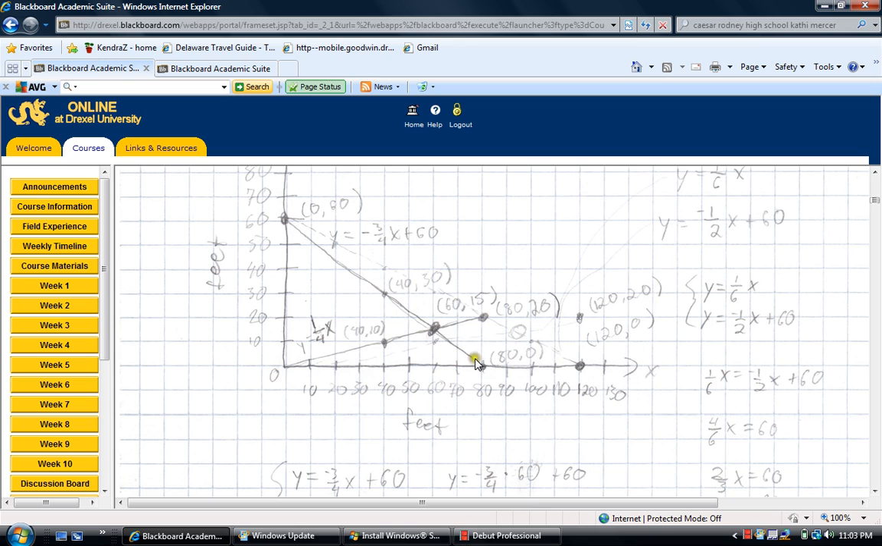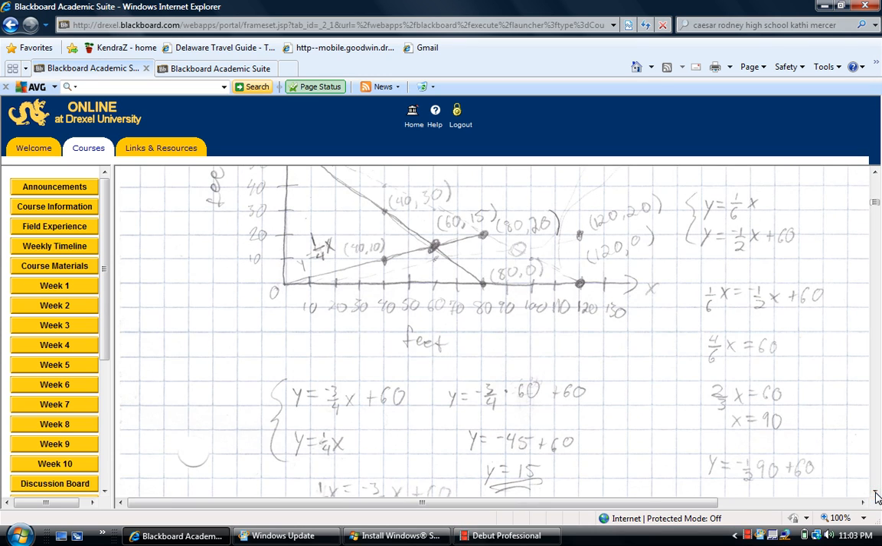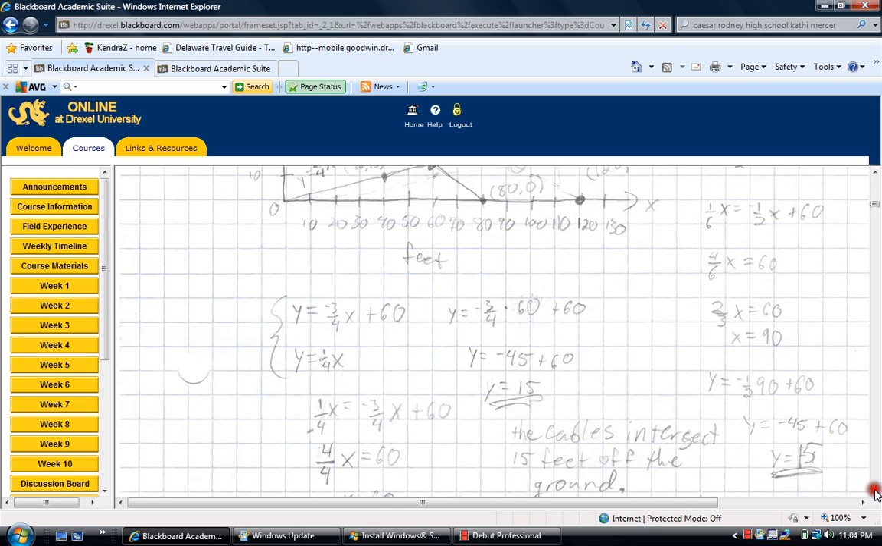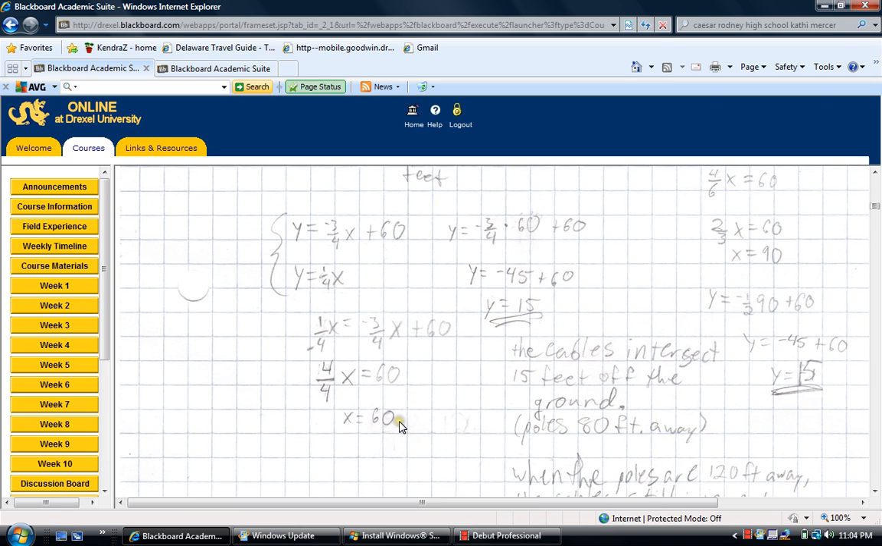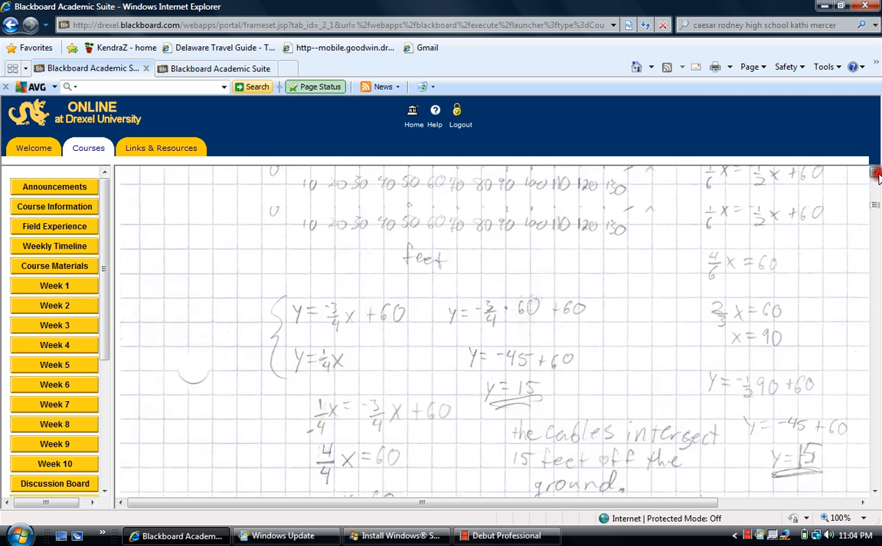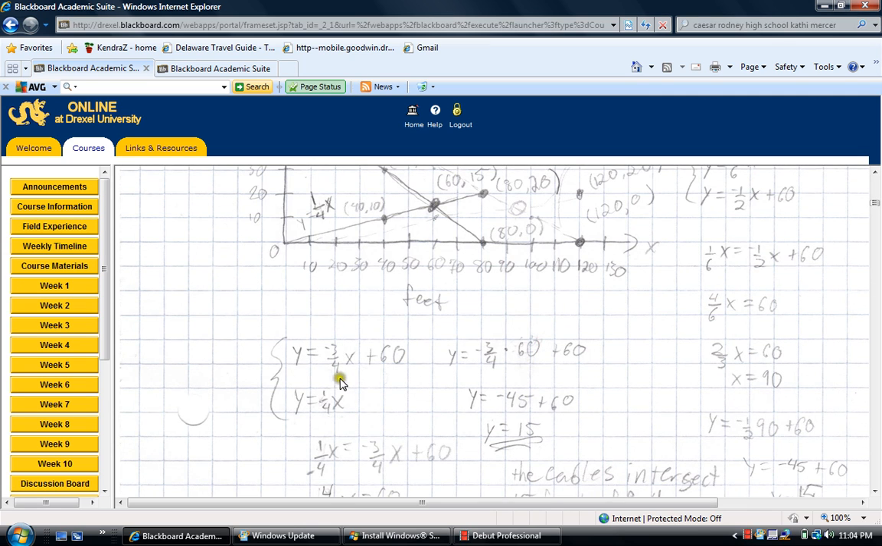finding the slope for the two lines, getting a linear equation for both lines, setting them equal to each other to find the point where they cross, and here he found that x equals 60. So he took x equals 60, plugged it back into one of the equations, and found that y equals 15. So for the first problem, where the poles were 80 feet apart, he found that the point was (60, 15).